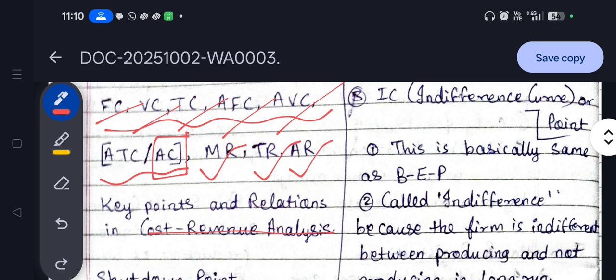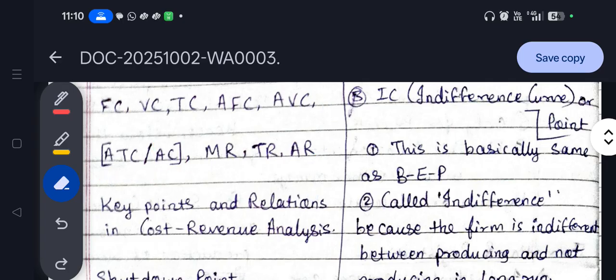Once we understand the meaning of all of it, then we will connect how all these terms help us to analyze the point where the company makes the decision whether to continue with something or to stop with something. So let's start with this video, and I hope this video will be very informative to you.